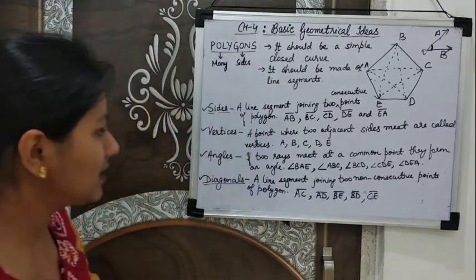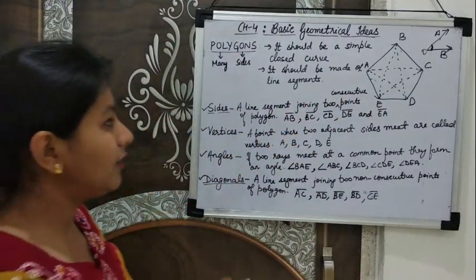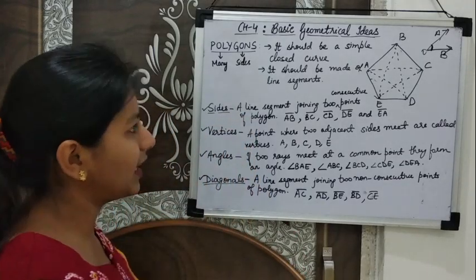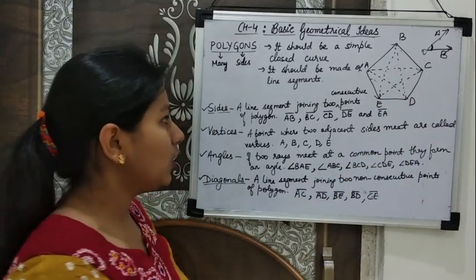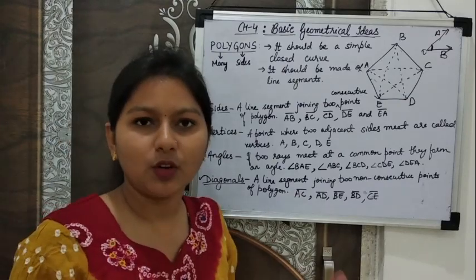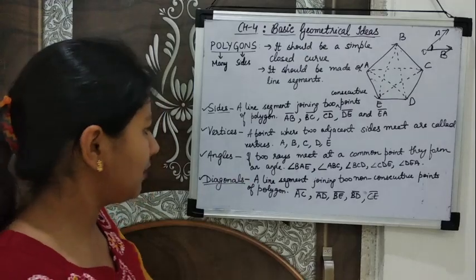So how many diagonals does this polygon have? 5 diagonals. So right now we have discussed these 4 properties: sides, vertices, angles and diagonals of a 5-sided polygon. Now we are going to name these polygons also, like what we call a 3-sided polygon and what we call a 4-sided polygon. This we will discuss now.